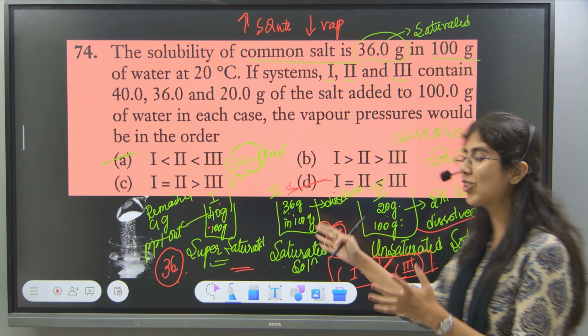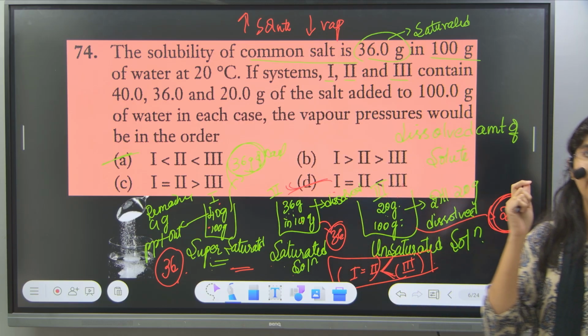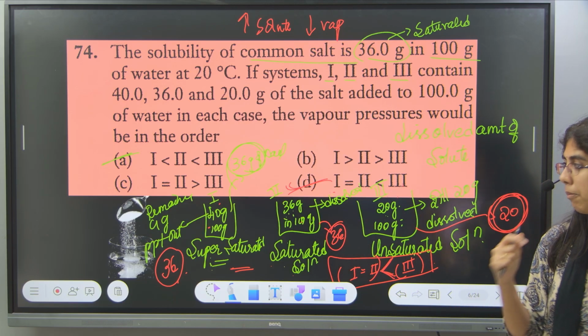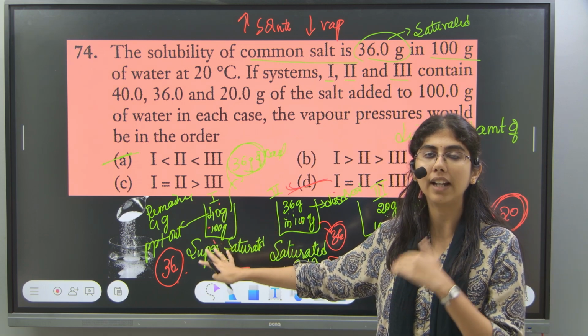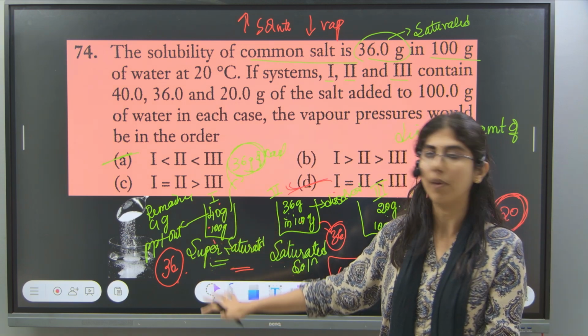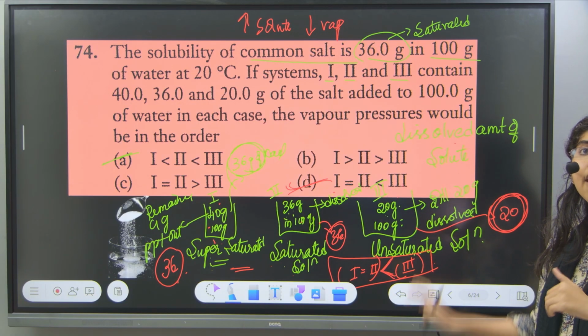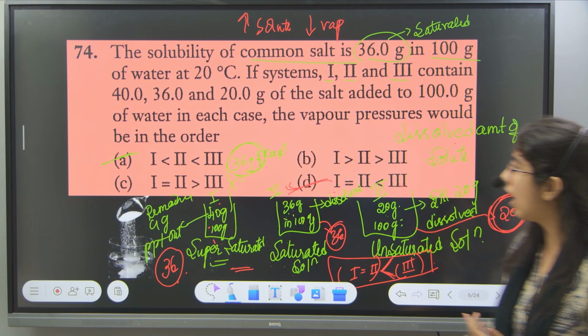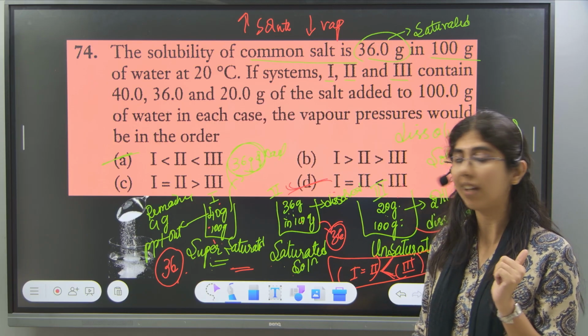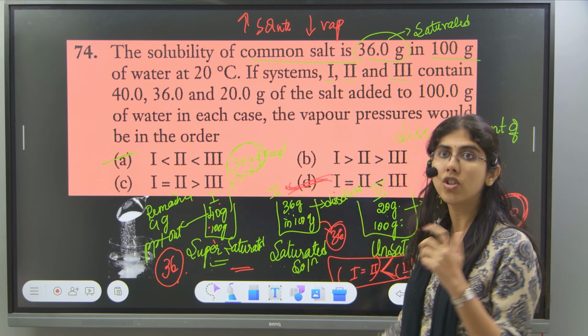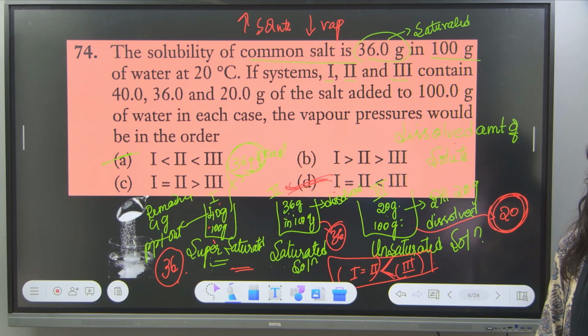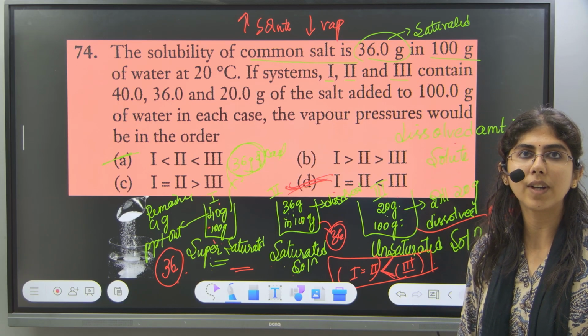Okay? The saturated, supersaturated, you have to remember this and remember how much will be soluble and the rest will be in a precipitated form. And the soluble amount will dictate the vapor pressure. So I hope you have understood this question. Application wise, this is very important. Option D is correct. Shall we go to the next question?